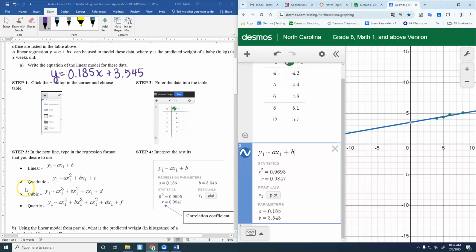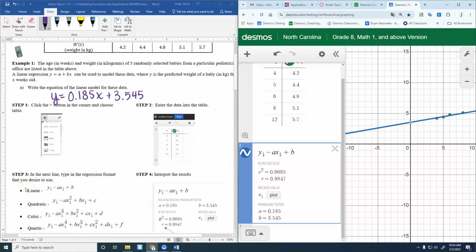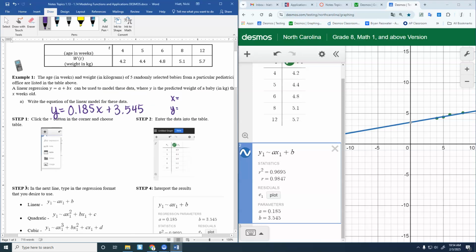All right, so what I also suggest that you do here is write down, remind yourself, x equals and y equals, and put what they stand for. When it gives you a table, it's pretty easy. X is your age in weeks, or you at least need to make a mental note of this, and y is your weight in kilograms. That helps me keep it straight when I've got to answer these next questions.